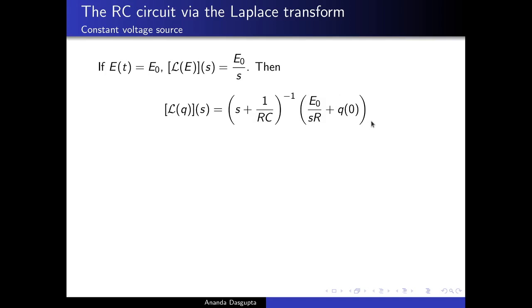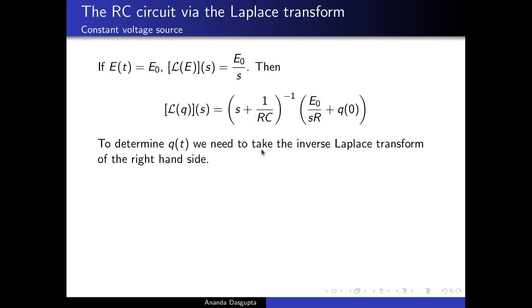So now we have to figure out the inverse Laplace transform of the right hand side. Now there are two terms on the right hand side. One is Q0 divided by s plus 1 by RC. The other is E0 by R divided by s into s plus 1 by RC. So let's tackle them one by one.